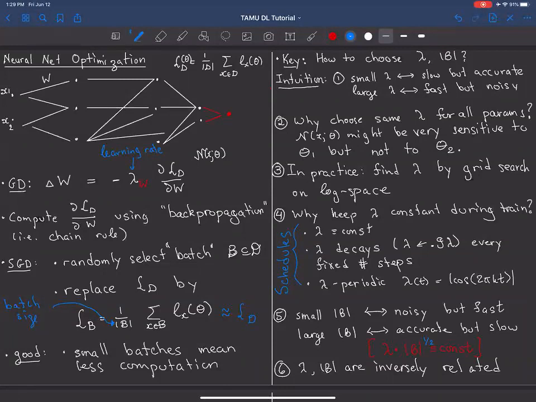Hi, Boris, I have a question. When you said a small learning rate can be accurate but slow, it makes it sound like it's good, but you might get stuck in a local minimum if you choose a very small learning rate, right?